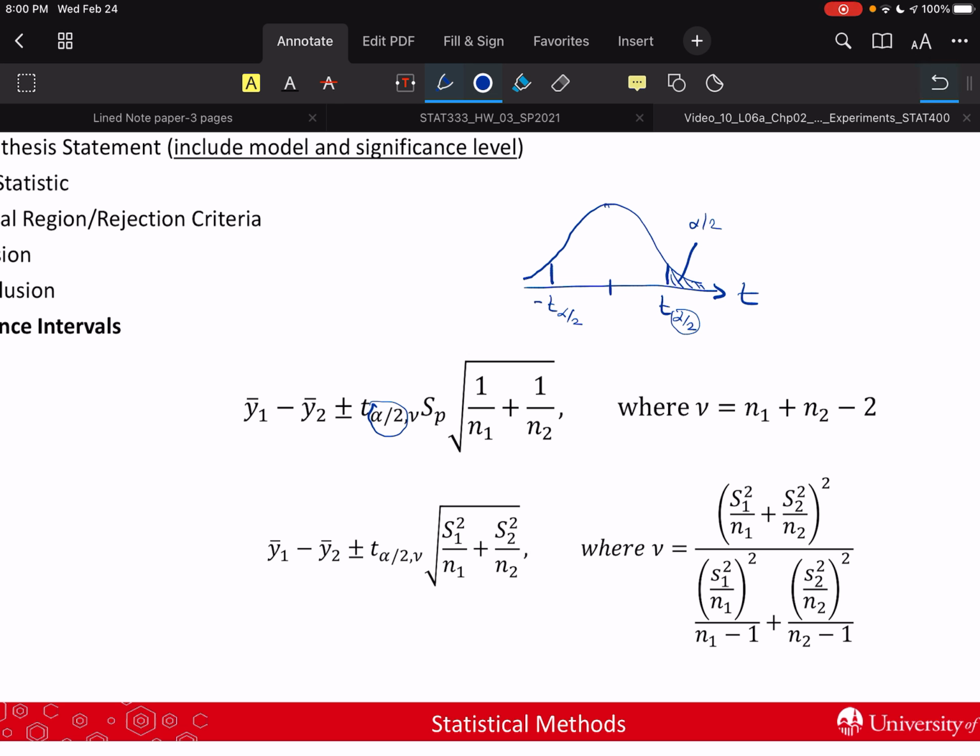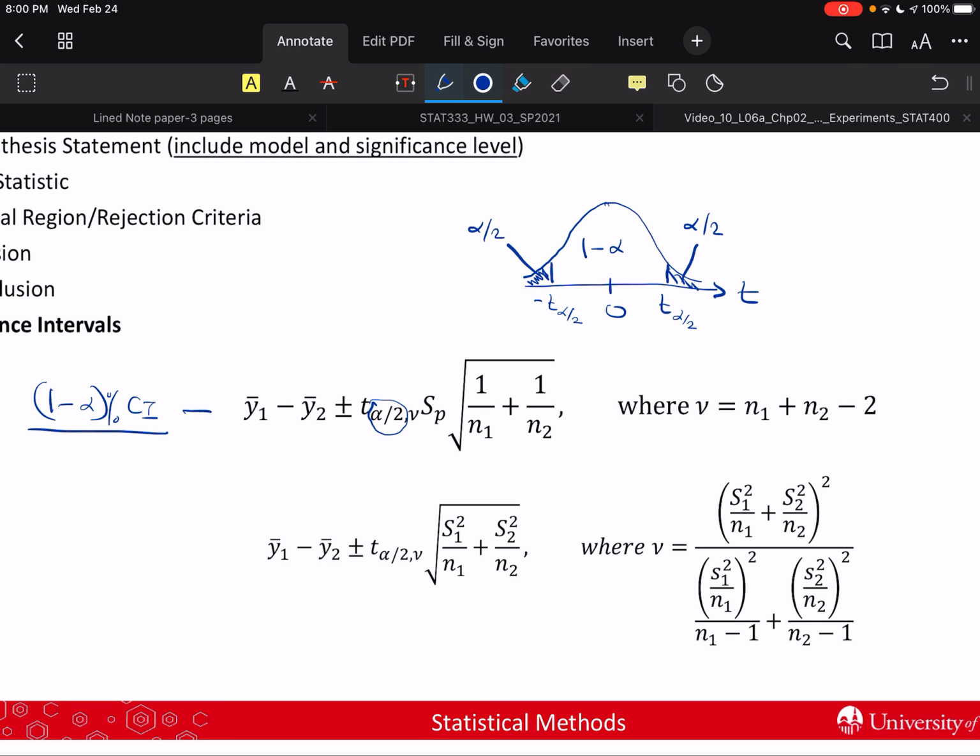So here, this area is alpha over 2. Since it's symmetric about 0, that means that negative t alpha over 2 tells me that this area down here is also alpha over 2. So that means that the area between is 1 minus alpha. Okay? And this is a 1 minus alpha percent confidence interval. That's what we are calculating here.